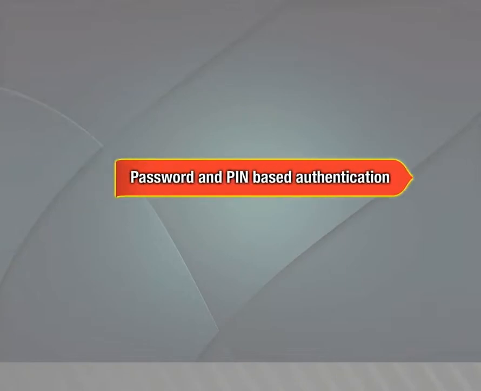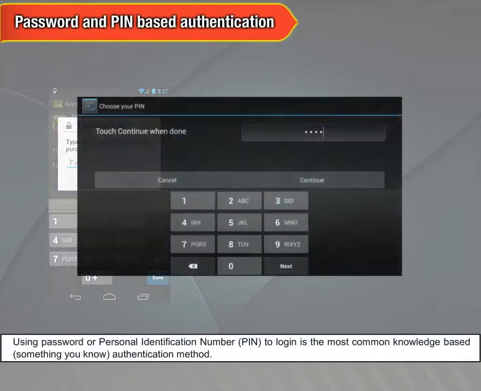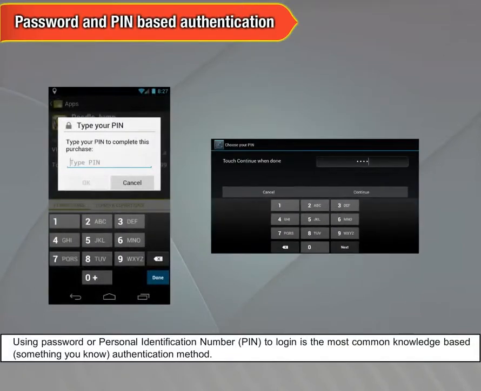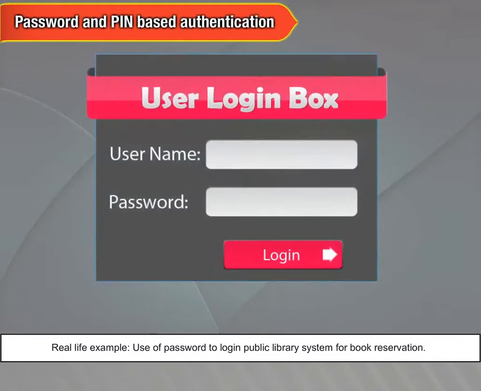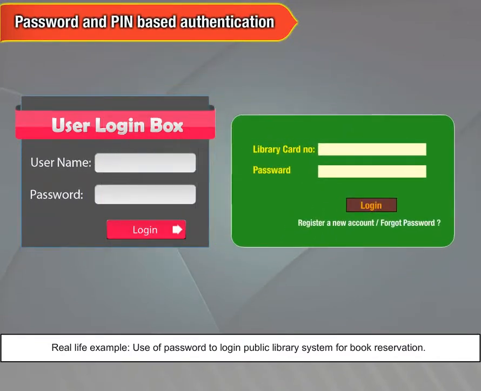Password and PIN-based authentication. Using password or personal identification number PIN to log in is the most common knowledge-based authentication method. Real-life example: use of password to log in public library system for book reservation.